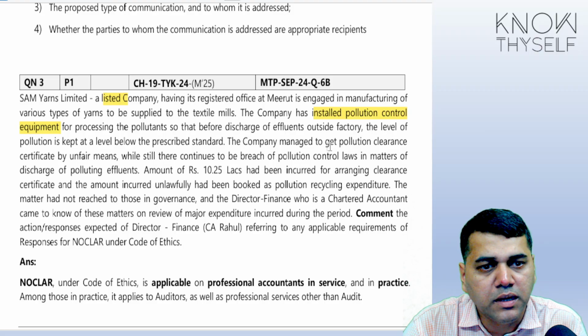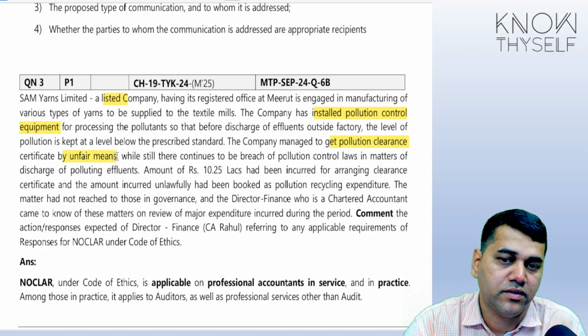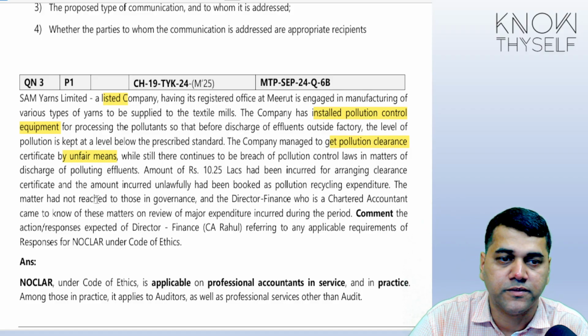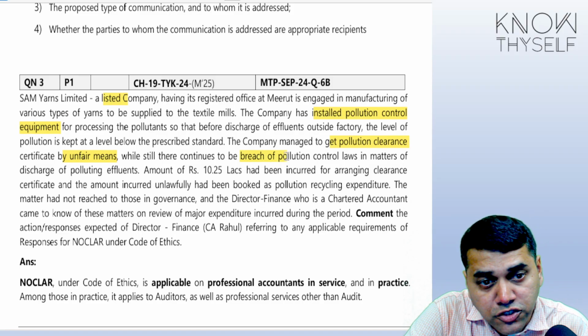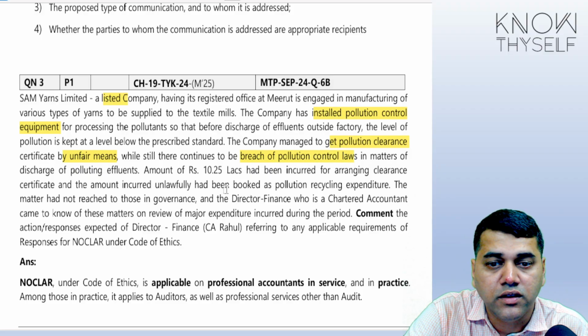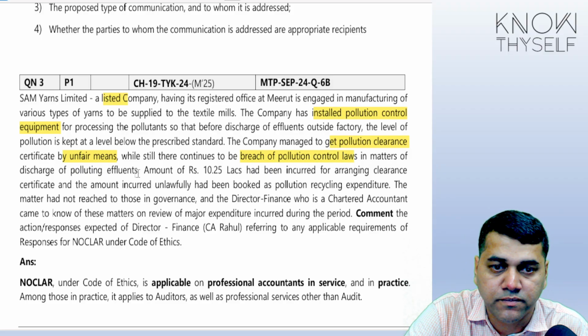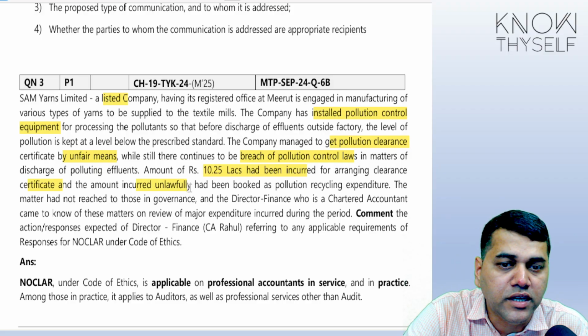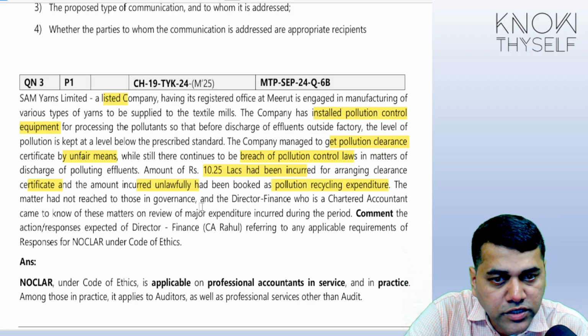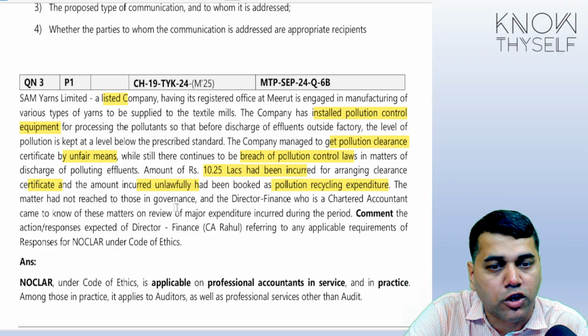Very good. The company managed to get the pollution clearance by unfair means. Okay, that means there were some problems. So you have followed some unfair means, and there is a breach of pollution control law in discharge of the effluent. An amount of 10.25 lakhs has been incurred for arranging the clearance certificate, and the amount incurred unlawfully has been booked as a pollution recycling expenditure. The matter has not reached those charged with governance. That means people are not aware at the top.